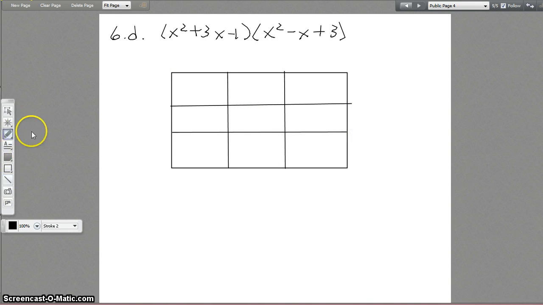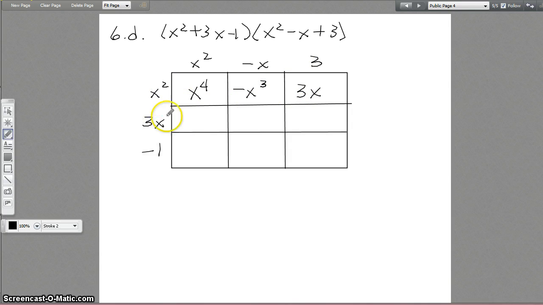Okay, so now I just write my terms in place. I've got x squared, 3x, and negative 1 from our first parentheses. I have x squared, negative x, and a positive 3 from our second parentheses. Now we just multiply to fill in our boxes. X squared times x squared is x to the 4th. X squared times negative x is negative x cubed. X squared times 3 is 3x.